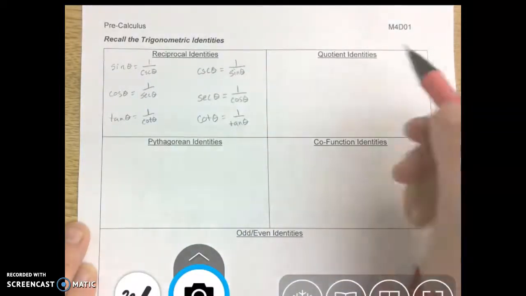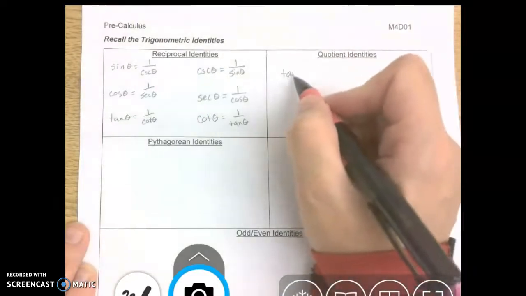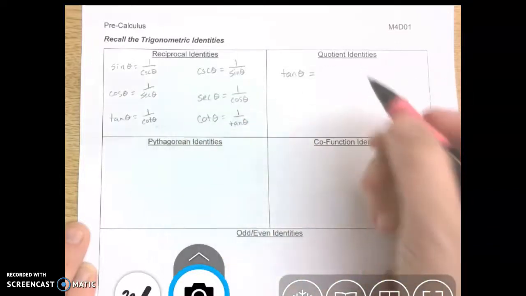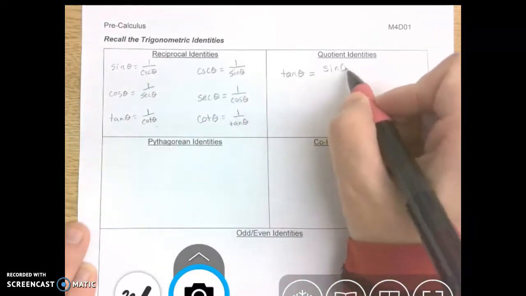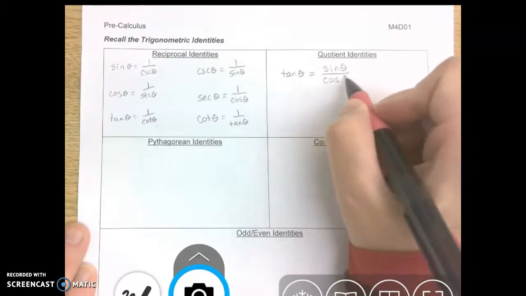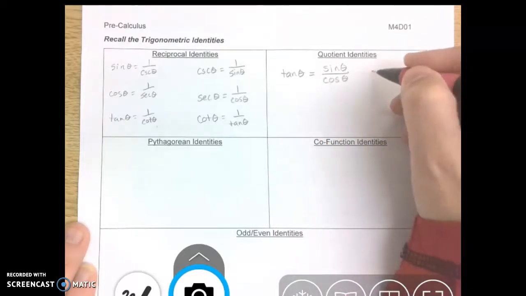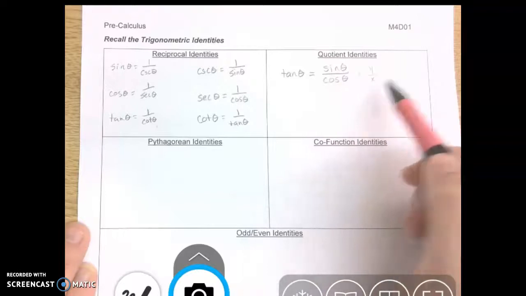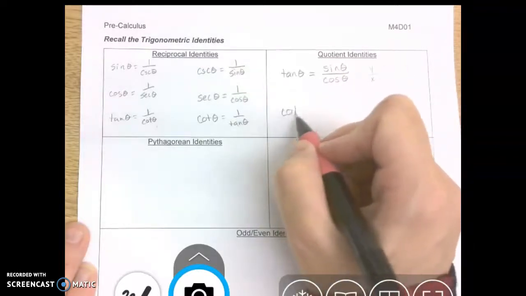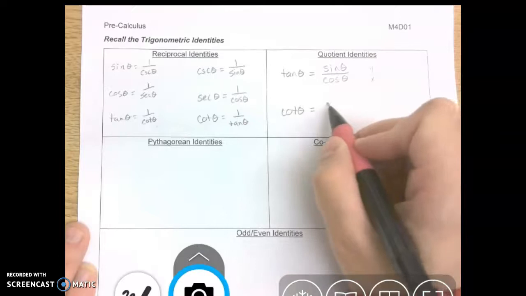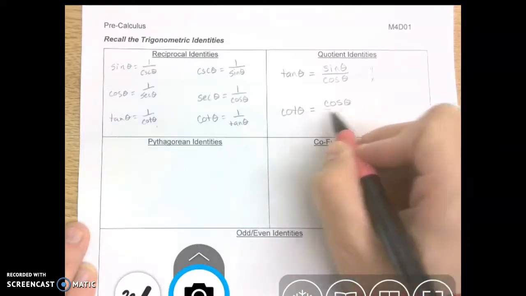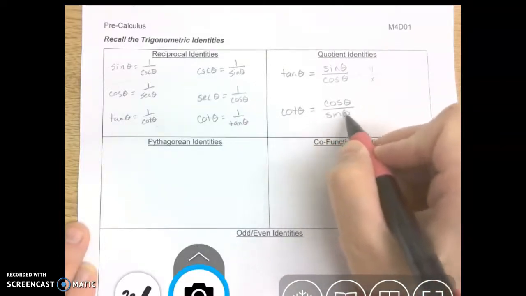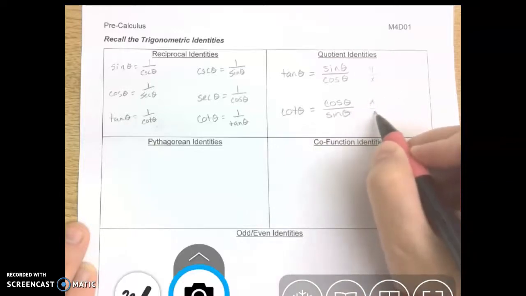Okay, next are the quotient identities. So we know that tangent of theta not only is equal to 1 over cotangent, but it is also sine over cosine. Recall in the coordinate plane that it's y over x, and remember our sine was our y values, our cosine is our x values. Cotangent is going to be the reciprocal, because remember it was x over y.